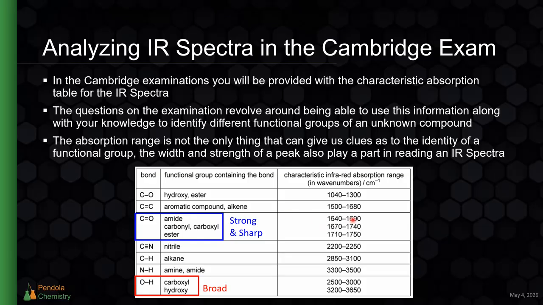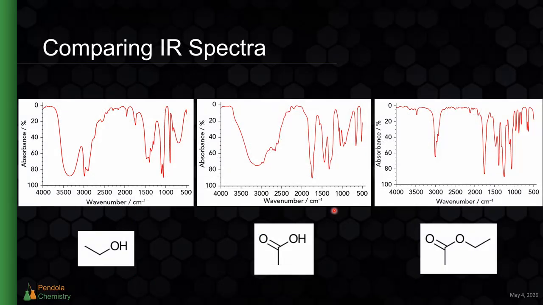So we could have an amide peak at 1620 or at 1710. These numbers are not set in stone. So do use your critical thinking, do use your kind of logic for these types of problems. Don't just look at whether it's within the range or not. So let's look at some examples here, because you will be asked to compare IR spectra a lot.